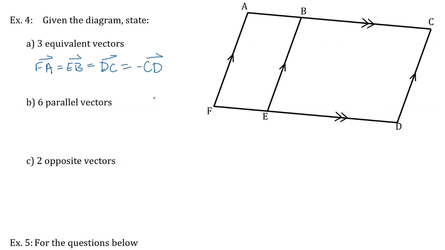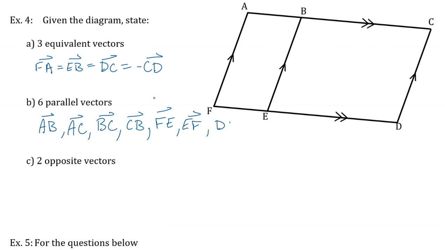How about 6 parallel vectors? Okay, so vector AB is parallel to vector AC, which is parallel to vector BC, which is parallel to vector CB, because they're not in the same direction, but they're parallel, which is parallel to vector FE or EF or DF. And I don't know, is that 6 yet? I don't know how many we're supposed to do, but that's a list of a bunch of parallel vectors.